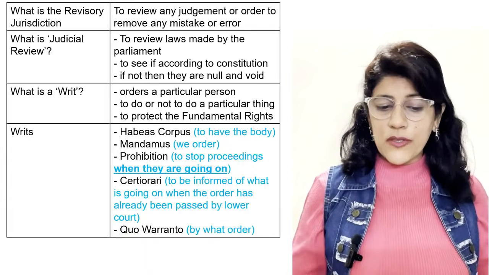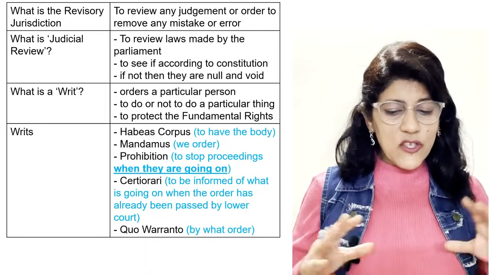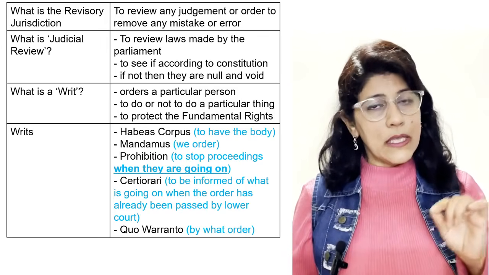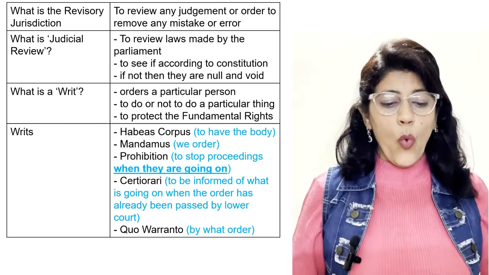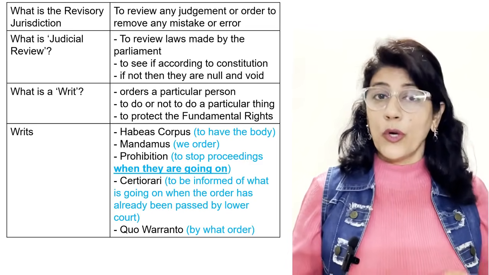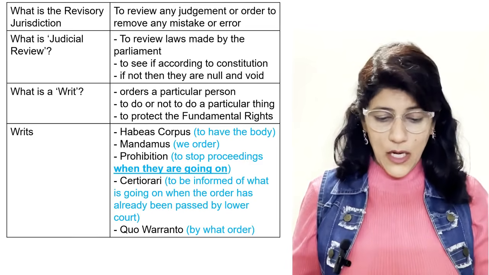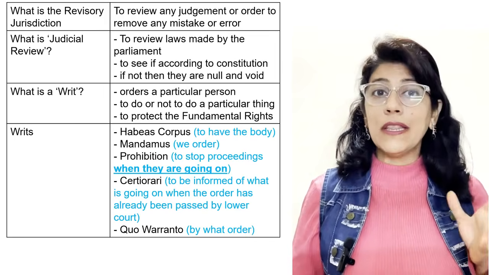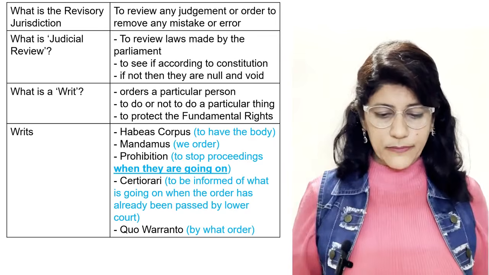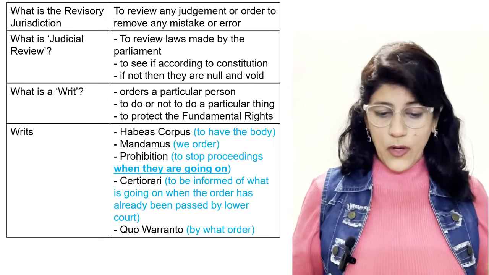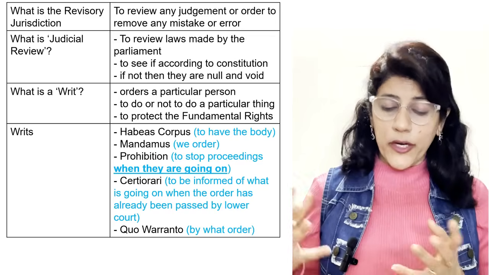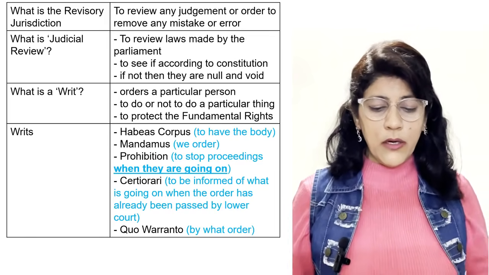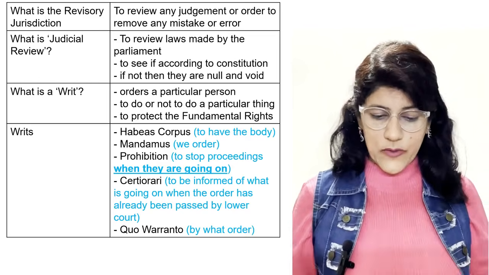What is revisory jurisdiction? To review any judgment or order, to remove any mistake or error in the judgment, if any. What is judicial review? To review laws made by the Parliament to see if according to the Constitution, if not then they are null and void. What is a writ? Orders a particular person or institution to do or not to do a particular thing to protect the fundamental rights.